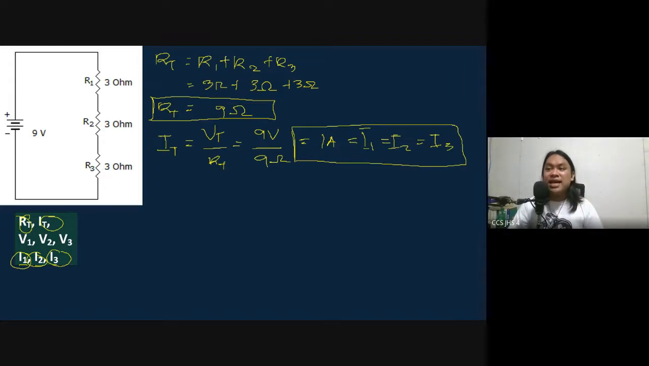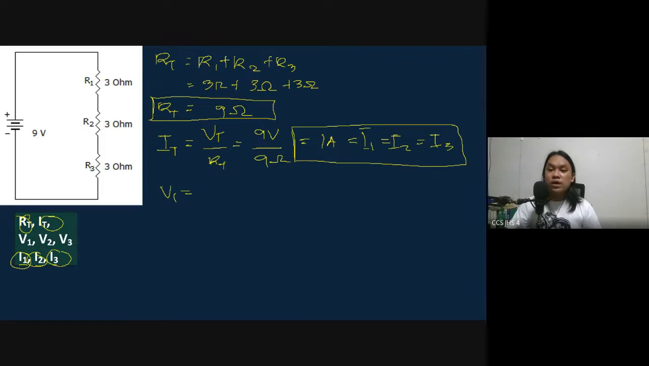Okay? Next. As you can see, V sub 1, V sub 2, and V sub 3 na lang ang nabilin. We can solve for them na because we also have the value for I sub 1, I sub 2, I sub 3, R sub 1, R sub 2, and R sub 3 as well. Okay? So let's start with V sub 1. What formula are we going to use?